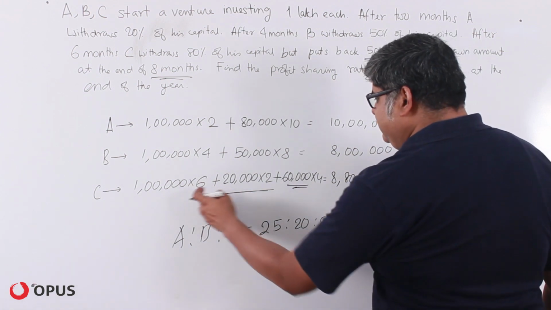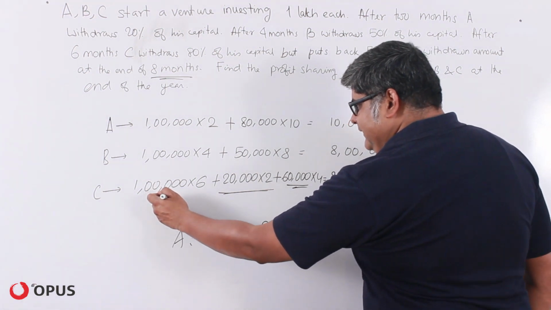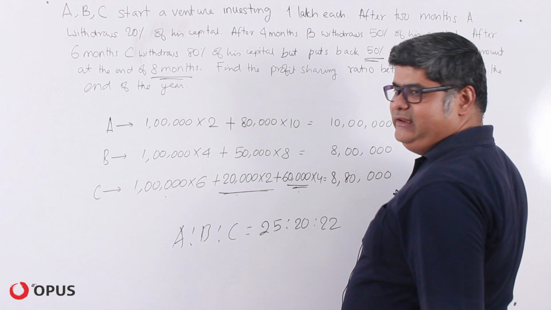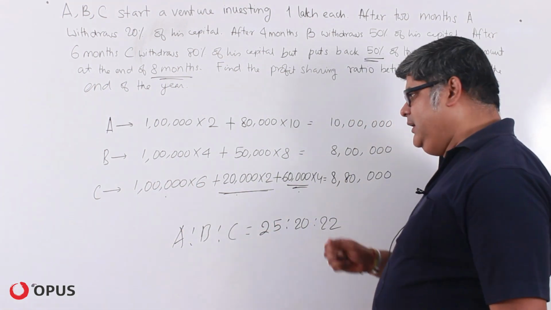So if you look at it, 6 plus 2 plus 4, that accounts for the entire year. But we have 6 lakhs, then we have 40,000, and then we have 2 lakh 40,000. So if we add up everything, we'll have 8 lakh 80,000.